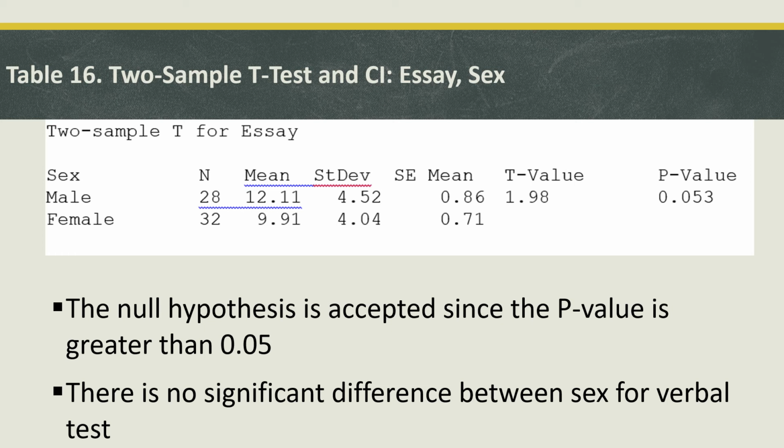For the essay and sex, the p-value is also not less than 0.05, but it was almost. But still, the null hypothesis is accepted because it's greater than 0.05. So there is no significance between sex for the essay test. But as we look at the mean, the male got higher, but still, the p-value is saying that there's no significant difference between the two.